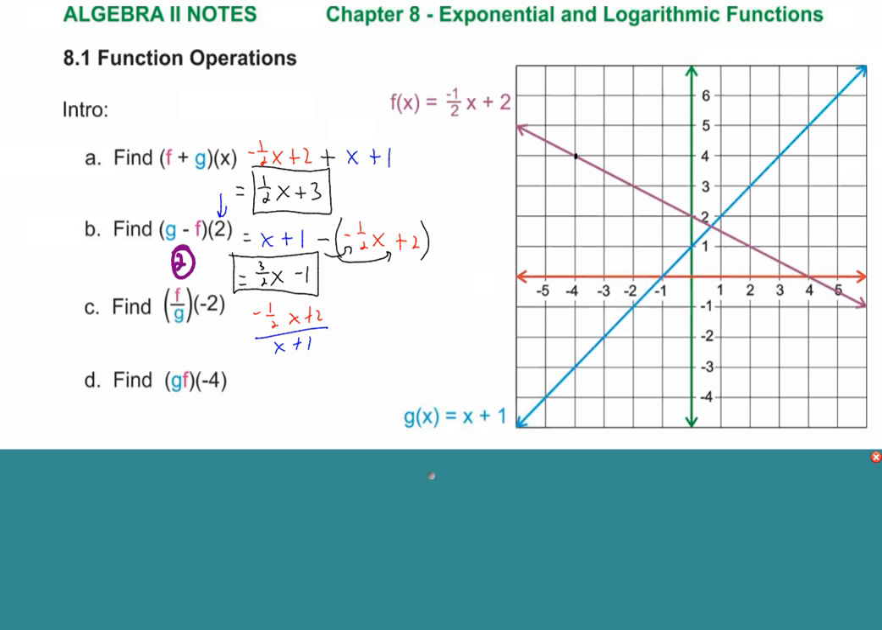So let's do 0. Let's do an input of 0. Got to take the top, output of 2, and divide it by an output of 1. 2 divided by 1 is 2. So I know I have that point right there. All right, and again, I'm looking for points I can figure out. So I'm going to go to 2 now.